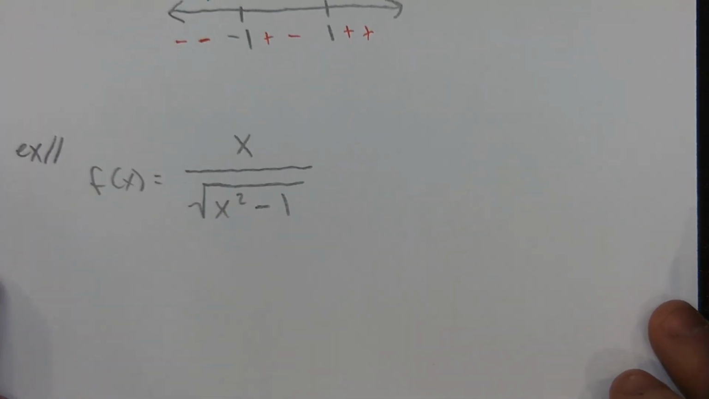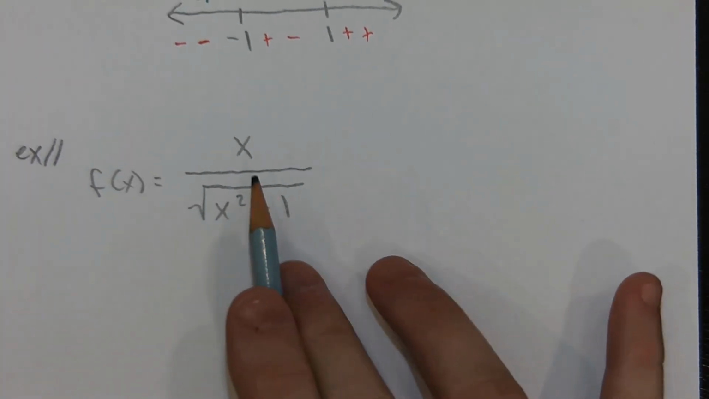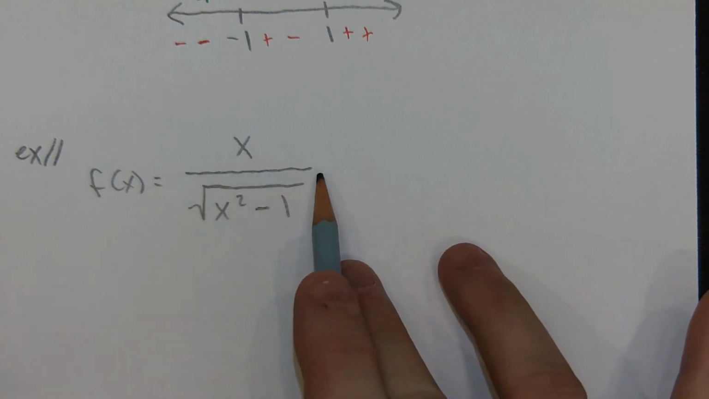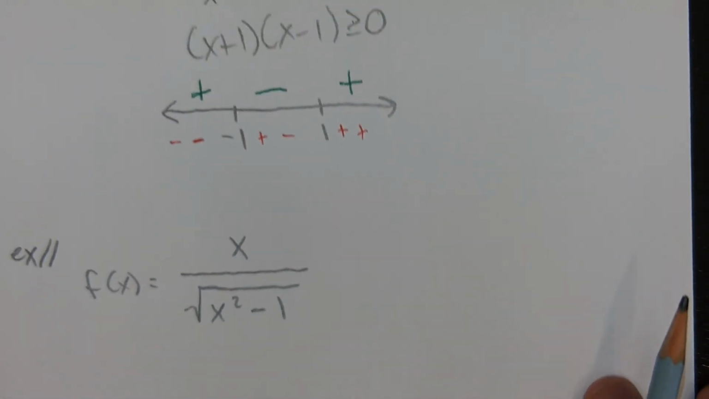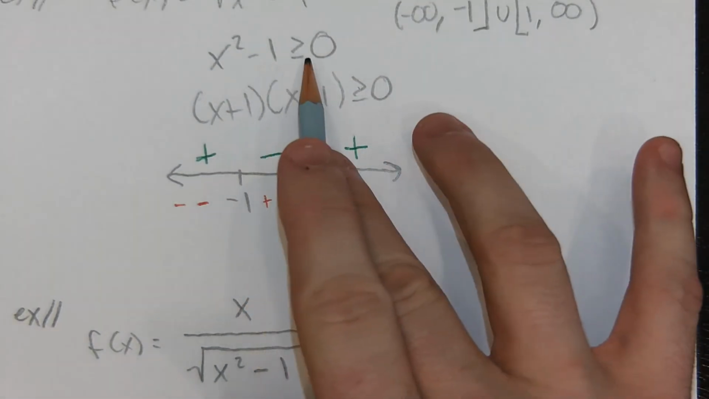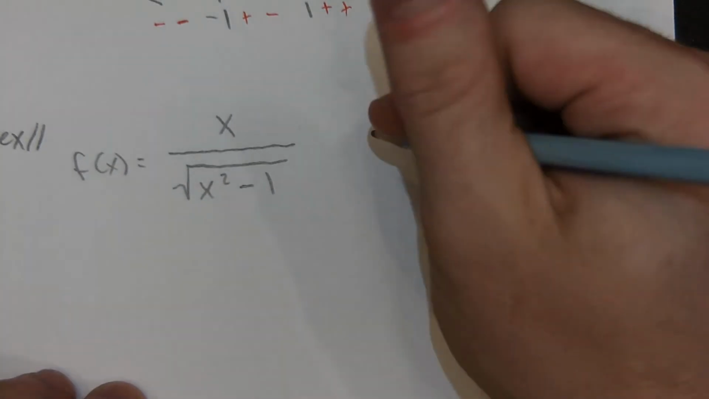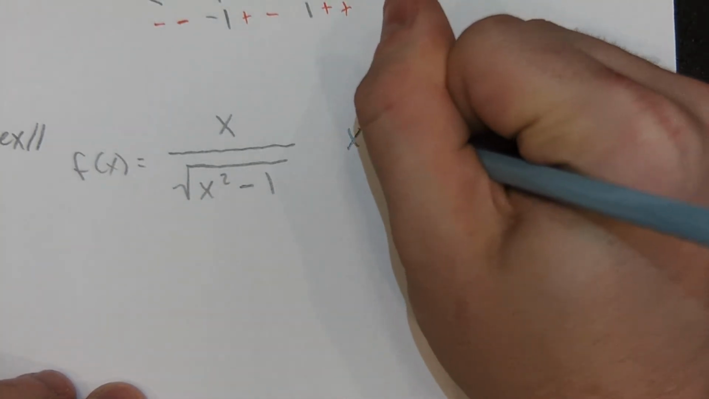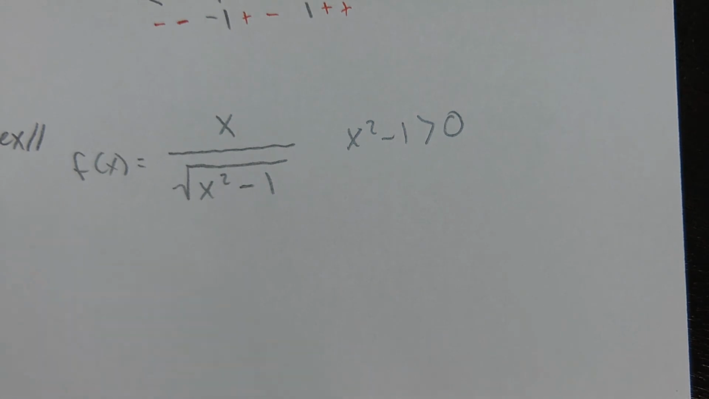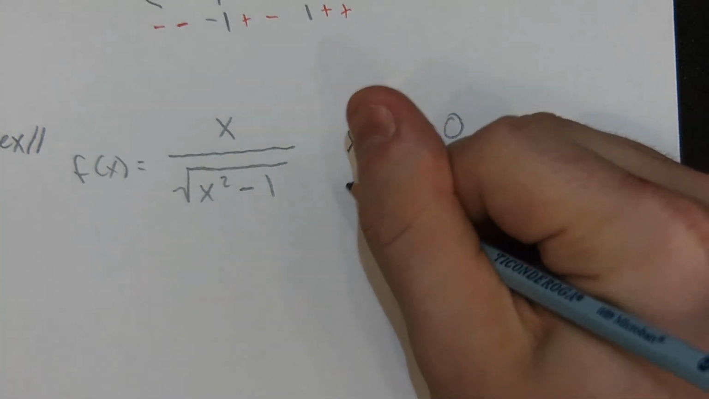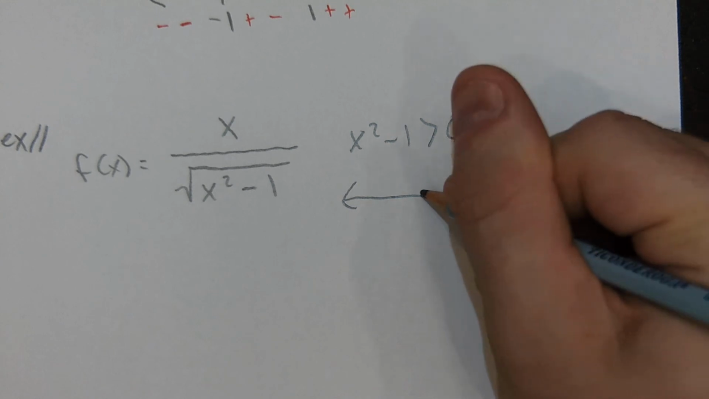No, pigs are squealing. Why? Because we have to respect the rules of this fraction bar. Cannot have 0 on the bottom. So instead of saying x squared minus 1 is greater than or equal to 0, we would have just said x squared minus 1 is strictly greater than 0. The equal to 0 is no longer allowed.